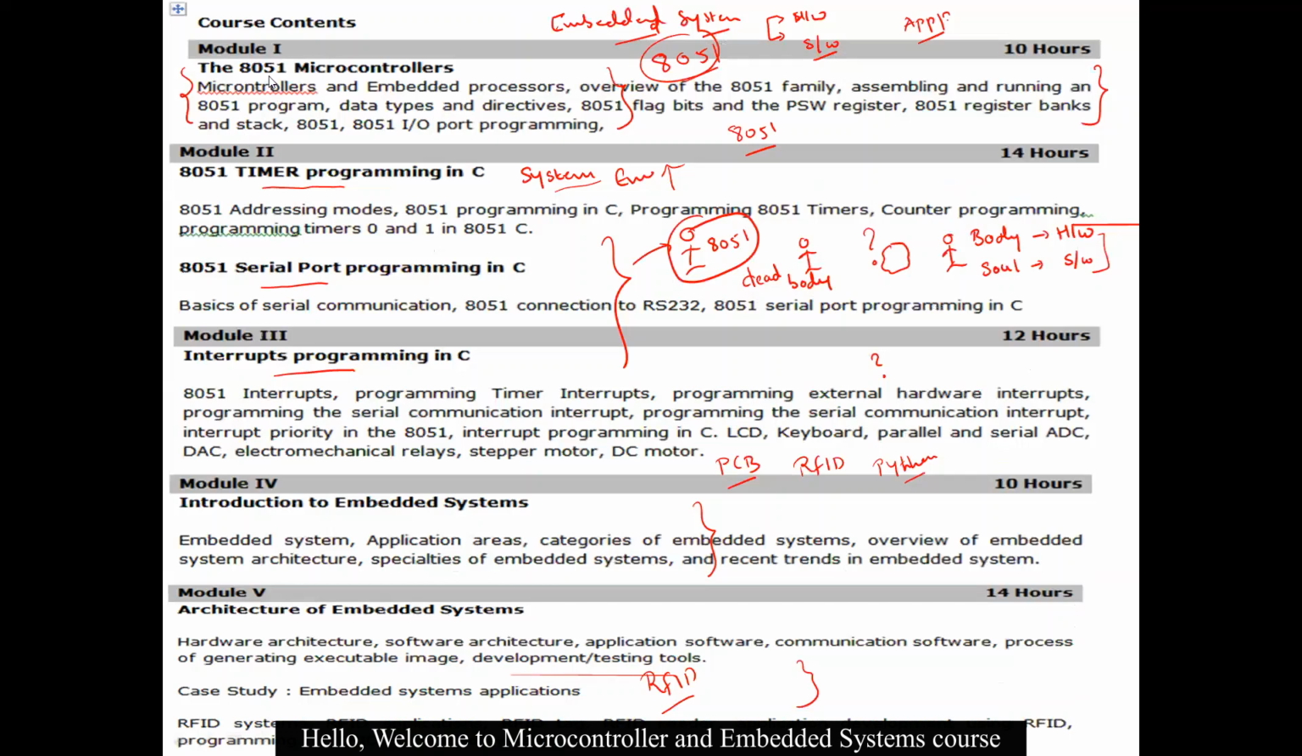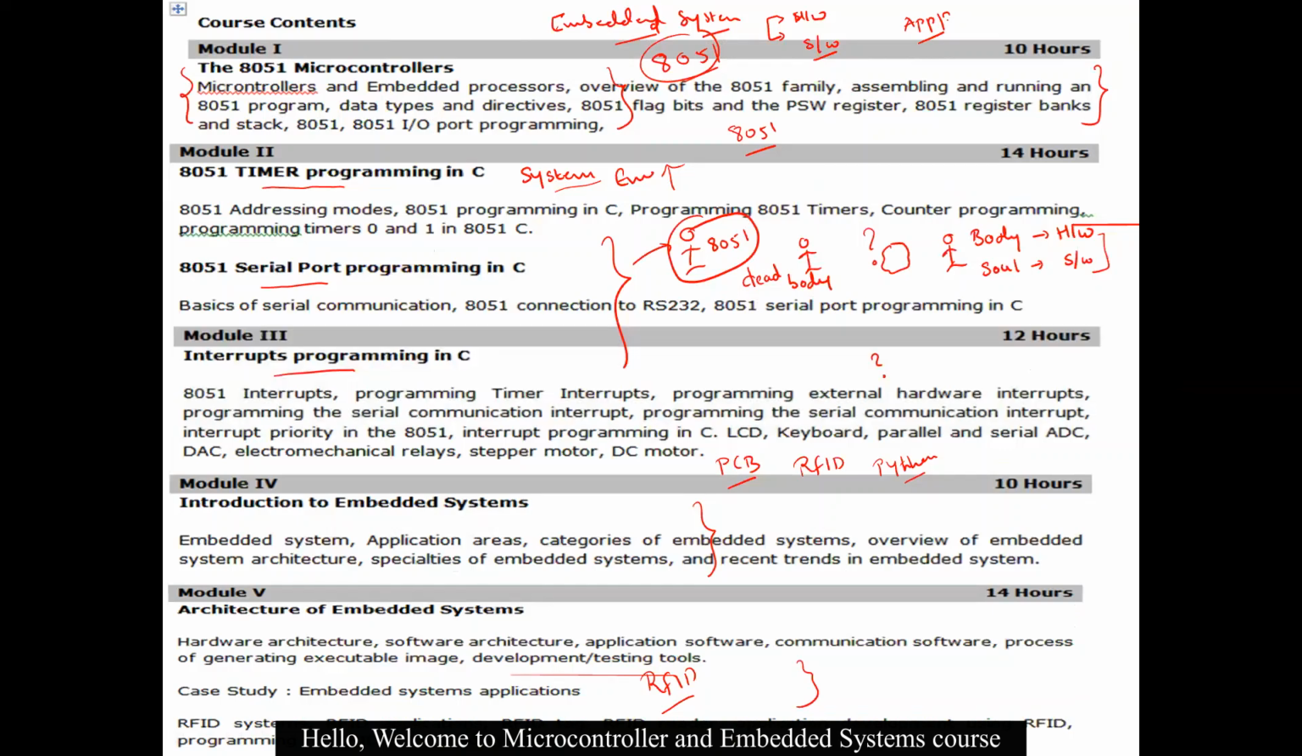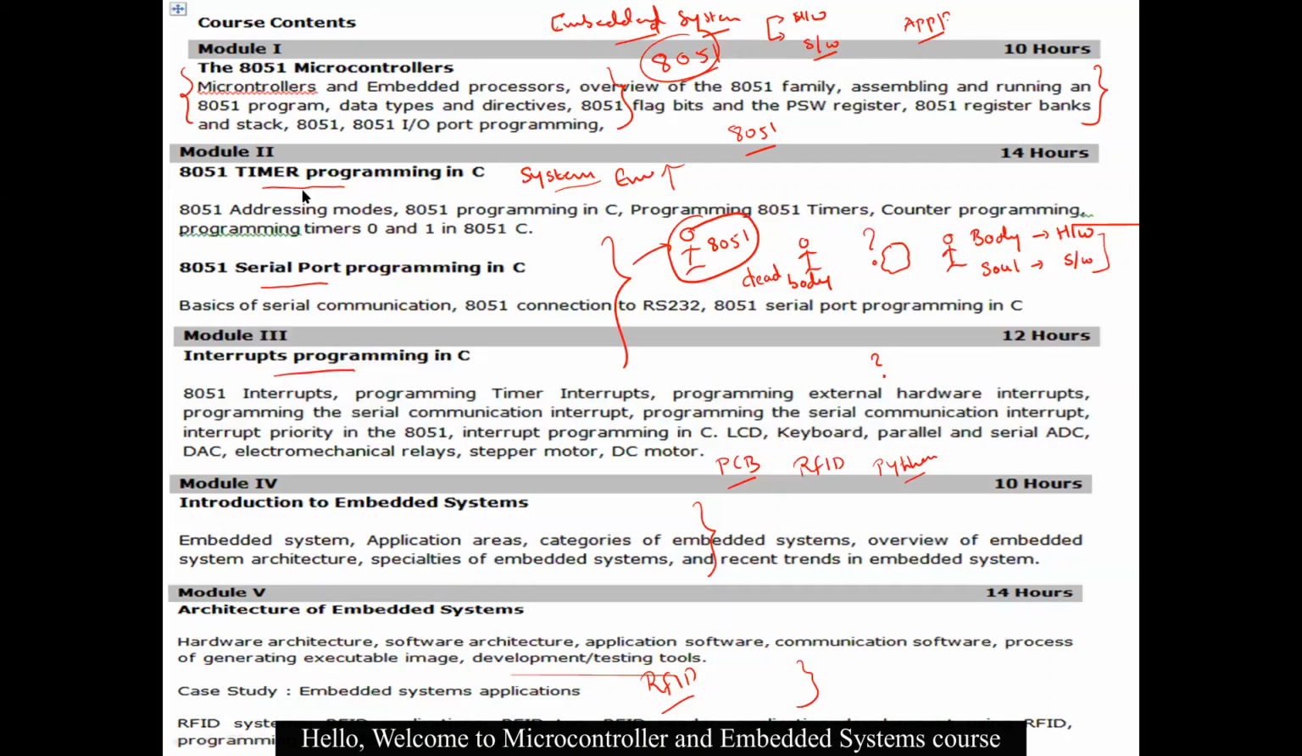In detail, we are going to learn about the 8051 microcontroller, which has been developed by Intel. In the first unit, all the fundamental features of 8051 microcontroller and the assembly programming part of 8051 microcontrollers we will study in module 1. And the two main features of 8051 microcontroller are timer and counter programming. So in module 2, we learn about how to set up a timer in the 8051 microcontroller.